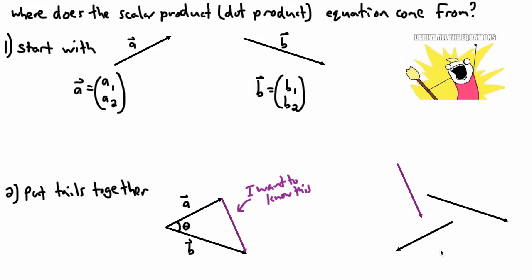There we go. So I'm trying to take A, but instead of going up and right, it goes down and left. This vector is negative A. So what I'm going to try to do now is B plus negative A. Look at this.